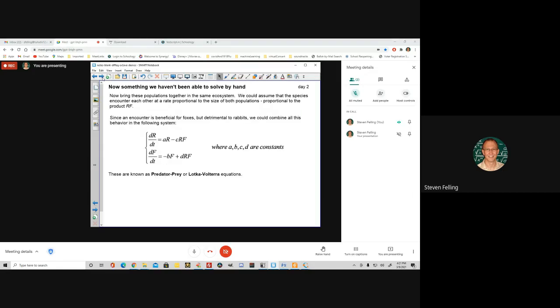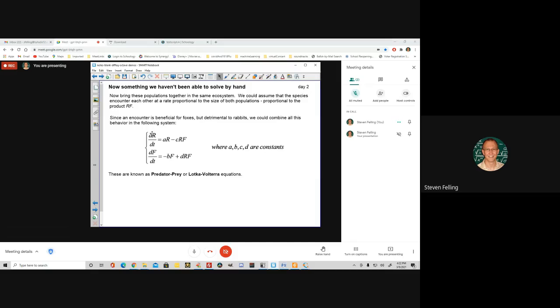And then if you bring these two species together in the same ecosystem, we could assume that the species encounter each other at a rate that's proportional to the size of the two populations. So if either population is larger, then the number of encounters goes up. If we just take the number of rabbits R times the number of foxes F in the product, when that product is larger, either due to rabbits being high or foxes or both, the more times they encounter each other. Since an encounter is beneficial for foxes because it gives them food, but it's detrimental to rabbits because they get eaten, we can combine all these ideas together with this system.